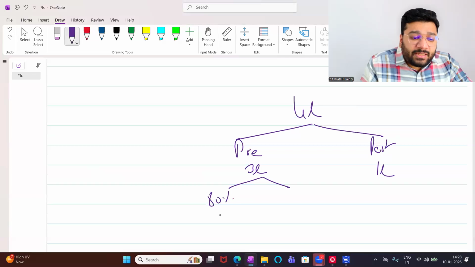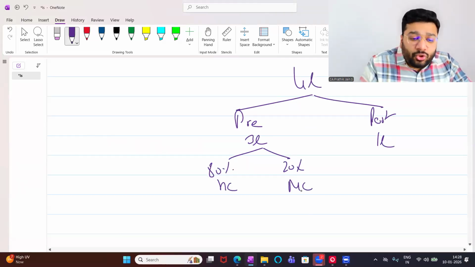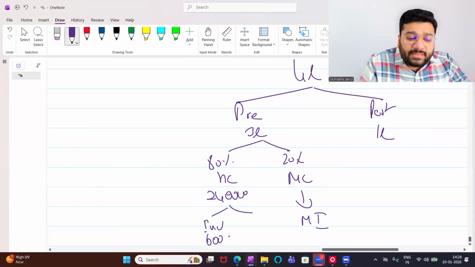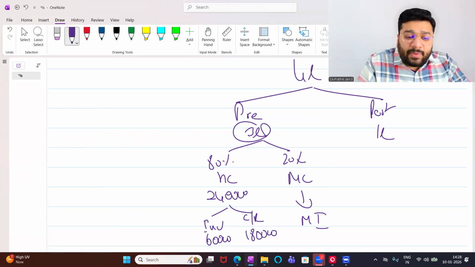In that, 80% is of holding company, 20% is of minority interest. So this should go to minority interest. And this holding company's 80% is how much? 240. In this 240, against investment, I have knocked off how much? 60. And the balance is my capital reserve. How much? 180.